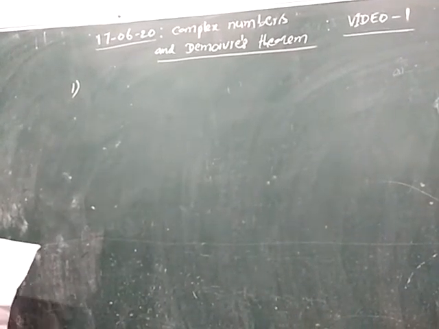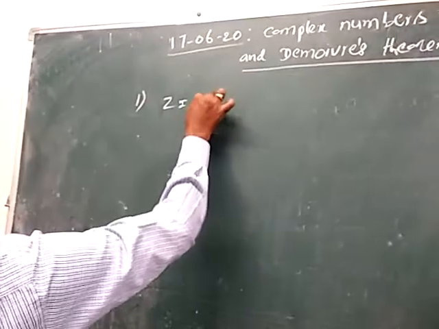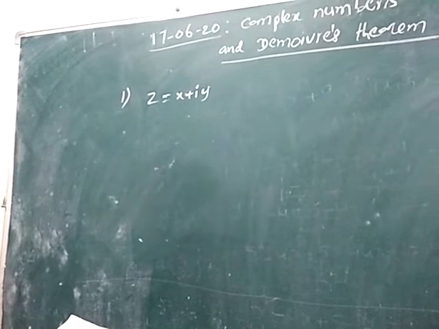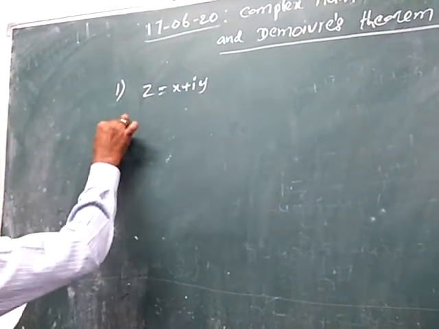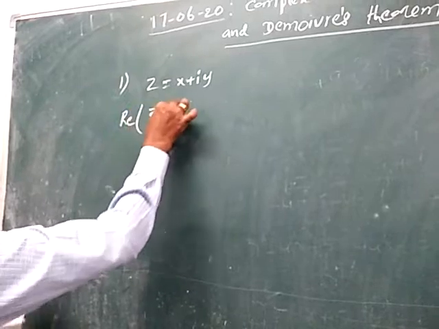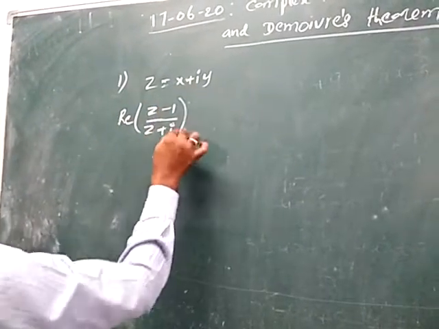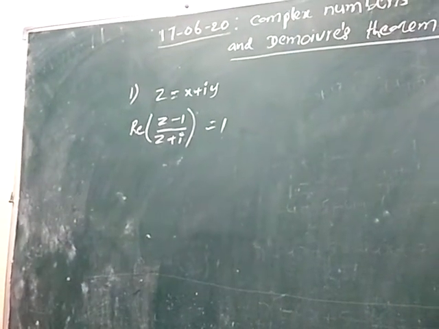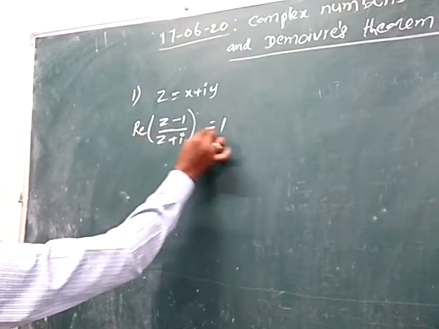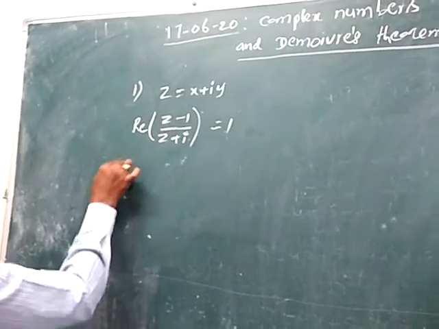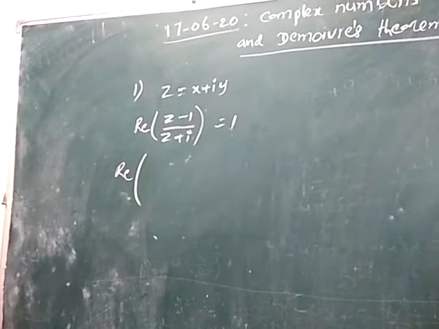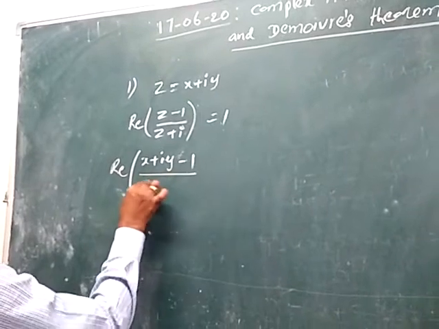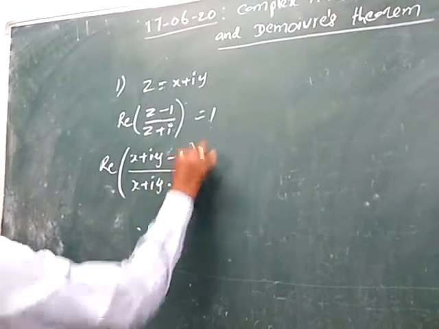If z equal to x plus iy is a point represented on the orthogonal plane, if the real part of (z minus 1) by (z plus i) equal to 1, then the point lies on the locus. So this is given: the real part of this equal to 1. For the real part, we have to simplify (z minus 1) by (z plus i) first. What is z given? (x plus iy minus 1) by (x plus iy plus i) equal to 1.